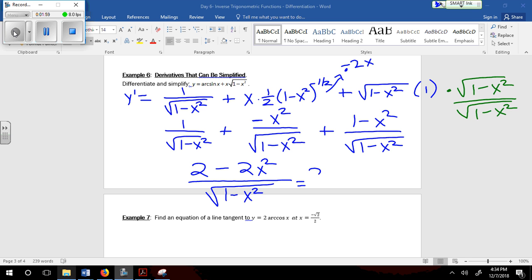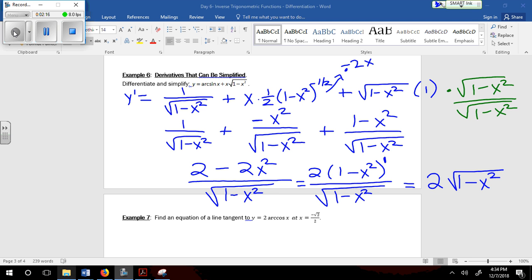We can factor out a 2. And so this is to the first power, the denominator is to the 1/2 power. So 1 minus 1/2 is 1/2. So it's 2 square root of 1 minus x squared as our final answer.